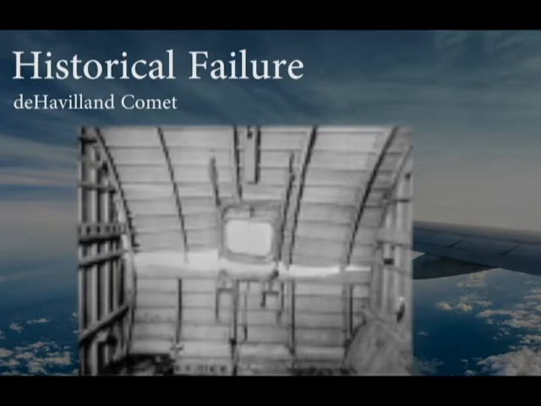The Comet incorporated square windows into its design due to the immature knowledge of pressurized air travel. These square windows introduced stress concentrations that the designers did not account for. It was at one of the corners of the windows, where the stress concentrations are the greatest, where the failure began. Here, the designers did not pay close enough attention to the design of the windows, and due to this, the aircraft failed to meet expectations.